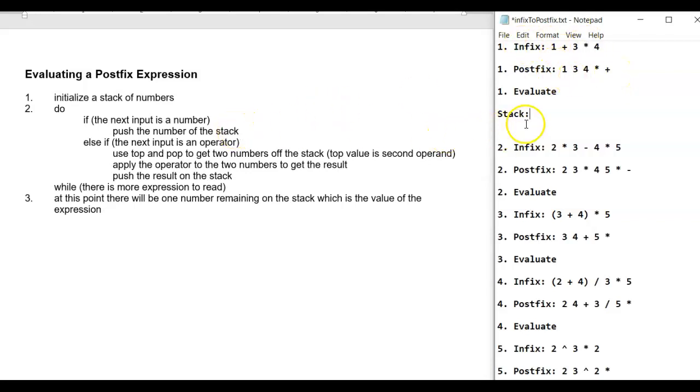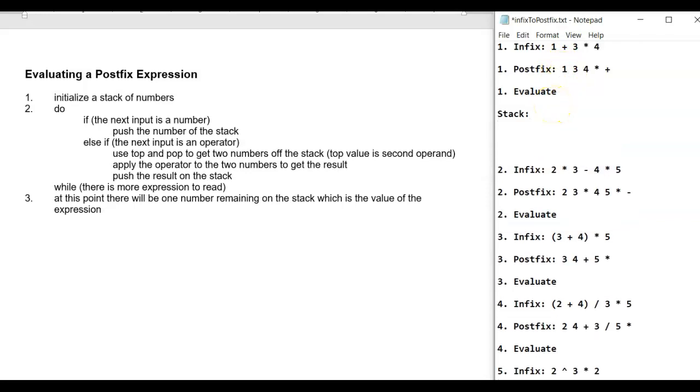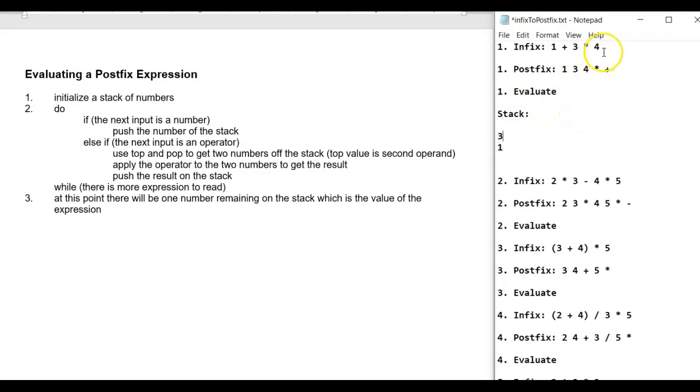So if the next thing in the postfix is a number, we just push it on the stack. And if it's an operator, then I'll talk about that in a minute, while there's more expression to read. So the next one is a number. We push that on the stack. And then we have the 4. We push that on the stack.